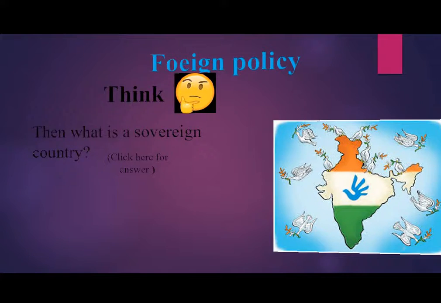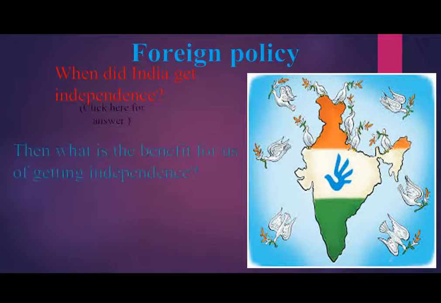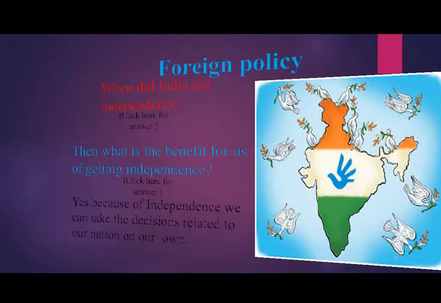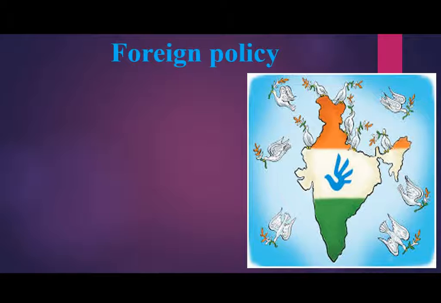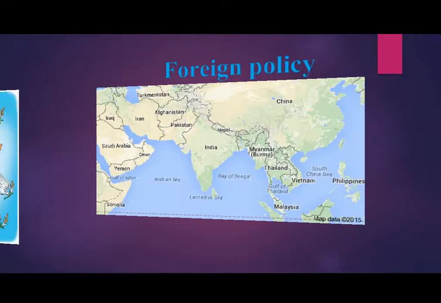So obviously we got the freedom in the year 1947, right? So obviously before that we did not have any kind of foreign policy. Understood, students? Because of independence we can take decisions related to our nation on our own. After independence only we can easily take any kind of decisions related to our country, right? But initially it was not possible for us, and that is what we call foreign policy, students.